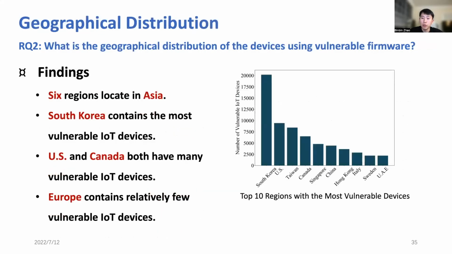Second, we analyze the geographical distribution of devices using vulnerable firmware. We use Shodan to get the distribution of vulnerable devices. We list the top 10 regions with the most vulnerable devices, and we find 6 regions located in Asia, and South Korea has the most vulnerable IoT devices. The United States and Canada both have many vulnerable IoT devices, while Europe has relatively few.